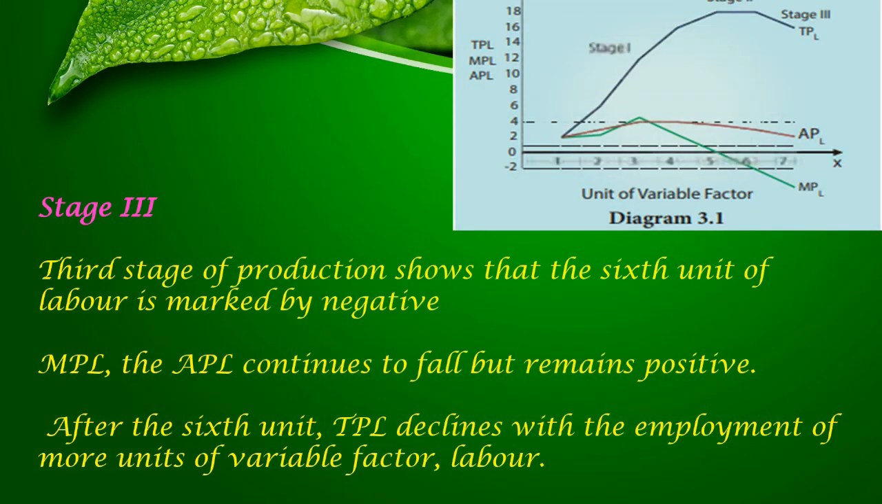Now the third stage is negative marginal returns. The third stage of production shows that the sixth unit of labor is marked by negative marginal productivity of labor. The average productivity of labor continues to fall but remains positive. After the sixth unit, total product of labor declines with the employment of more units of variable factors.